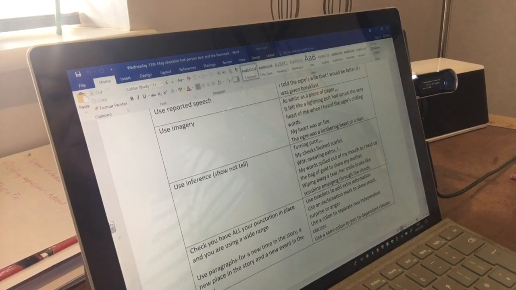And again, try and use inference, so you're showing, not telling the events. So, "Turning puce, my cheeks flushed scarlet, with sweaty palms my words spilt out of my mouth as I held up the bag of gold to show my mother." So that shows, basically, rather than him saying he was really excited about the gold, it shows that he's spilling over his words and he can't get his words out quick enough.